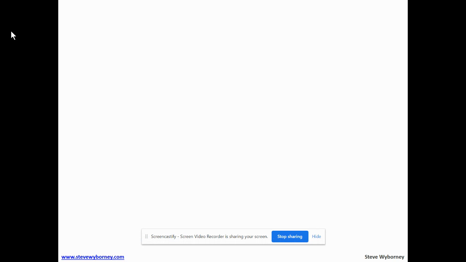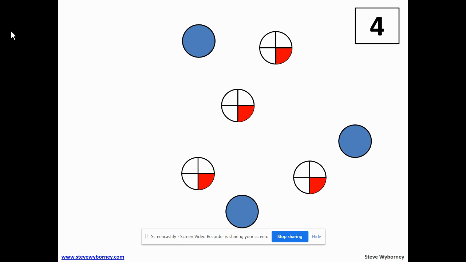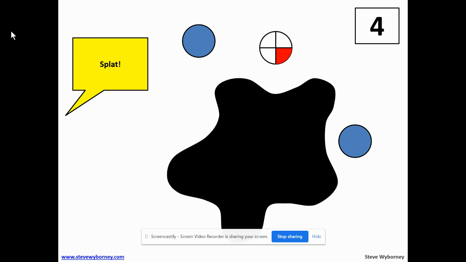Same kind of thing. It's already made too. What number does this represent? So they have to figure that out. You have them put it in the chat or whatever. And then 4 gives you the answer. And then guess what happens next? Splat. So you could ask them, well, now how many do you see?